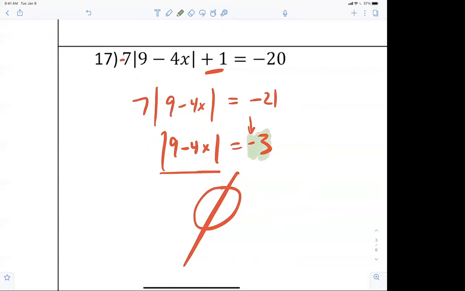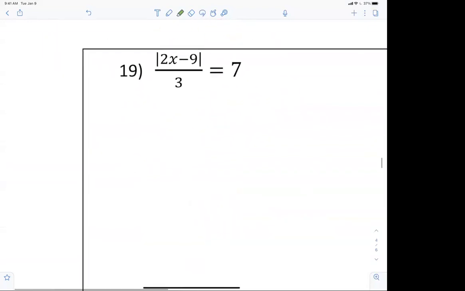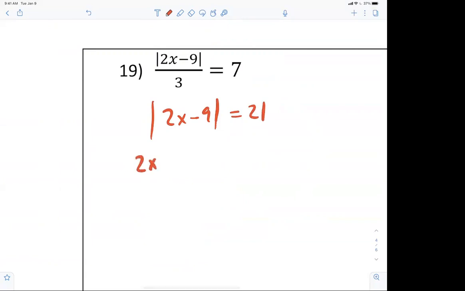All right, here we go. We got to get busy. So what do I have to do first here? 2x minus 9 equals 21. Okay, set up the equations. Misha, go. 2x minus 9 equals 21.